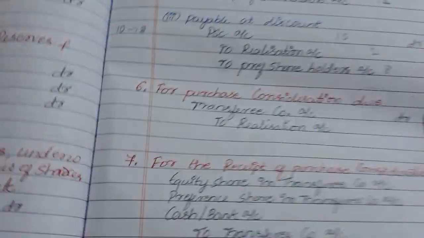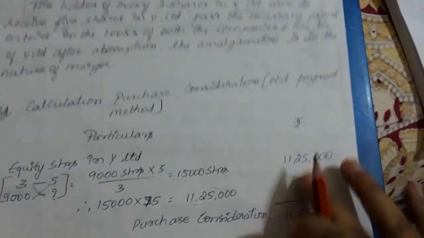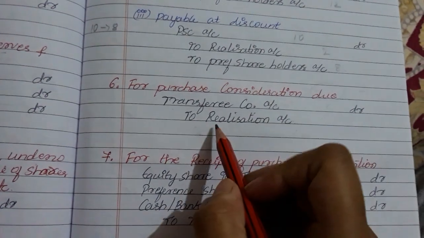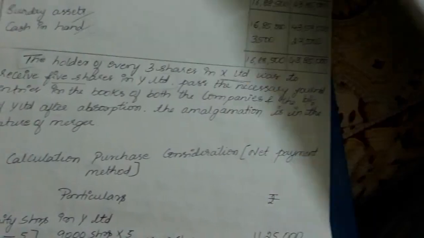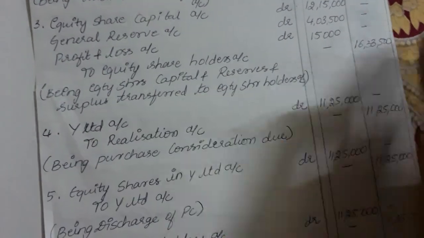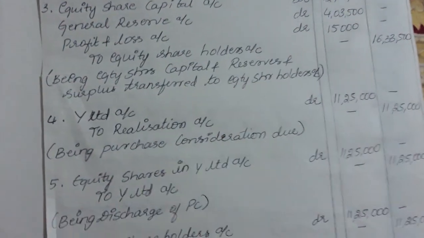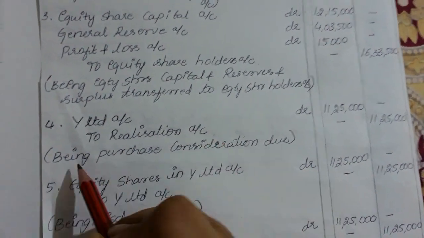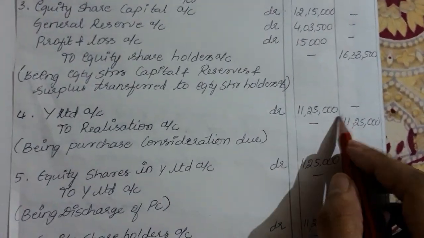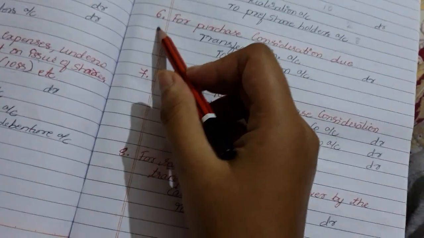So next, let's move on to the purchase consideration. We have calculated the purchase consideration amount, that is 11,25,000. What is the entry for purchase consideration? Transferee company account debit to realization account. Who is the transferee or purchasing company? Y Limited is the transferee or purchasing company. So Y Limited account debit to realization account, being purchase consideration due. We have calculated the purchase consideration, that is 11,25,000. Done. So this is the sixth entry we have passed.